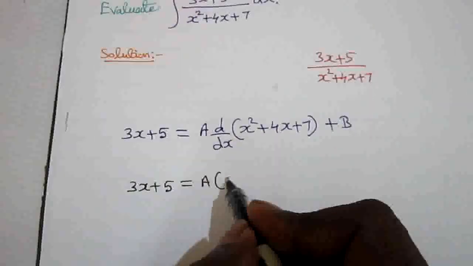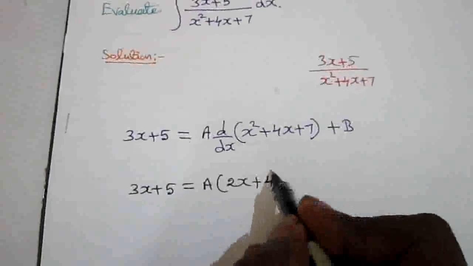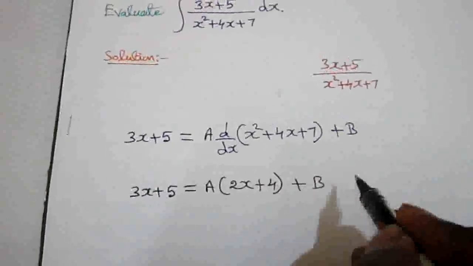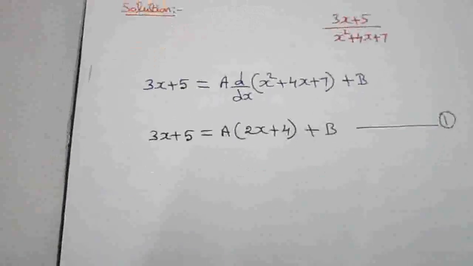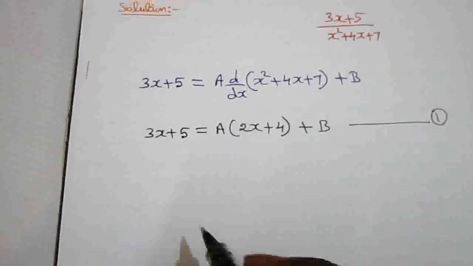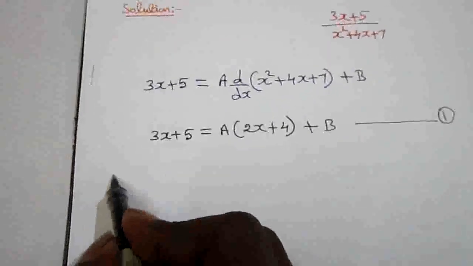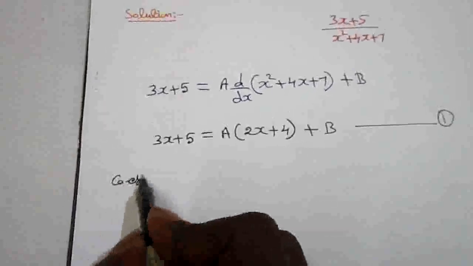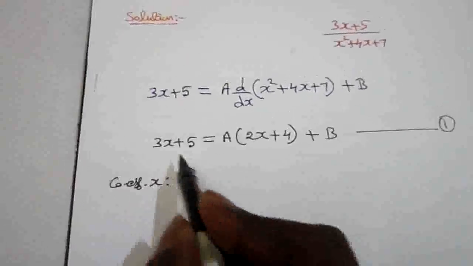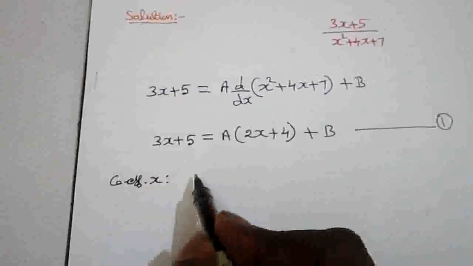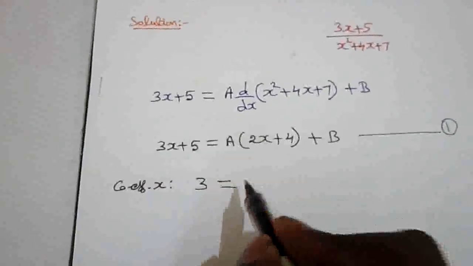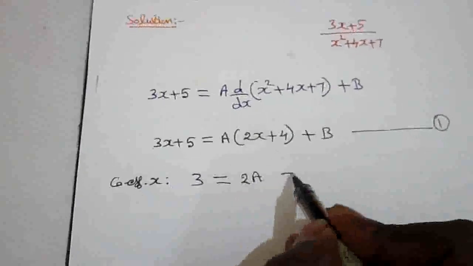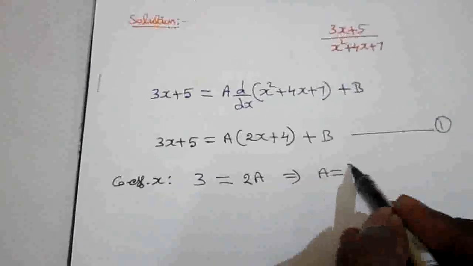After this, 3x + 5 is equal to a into d/dx of the denominator. What is the differential of this? 2x + 4, plus b. Take this as equation number 1. I want to find the values of a and b by equating the coefficient of x. What is the coefficient of x here? 3. What is the coefficient of x here? 2a. So from this, the value of a is 3/2.